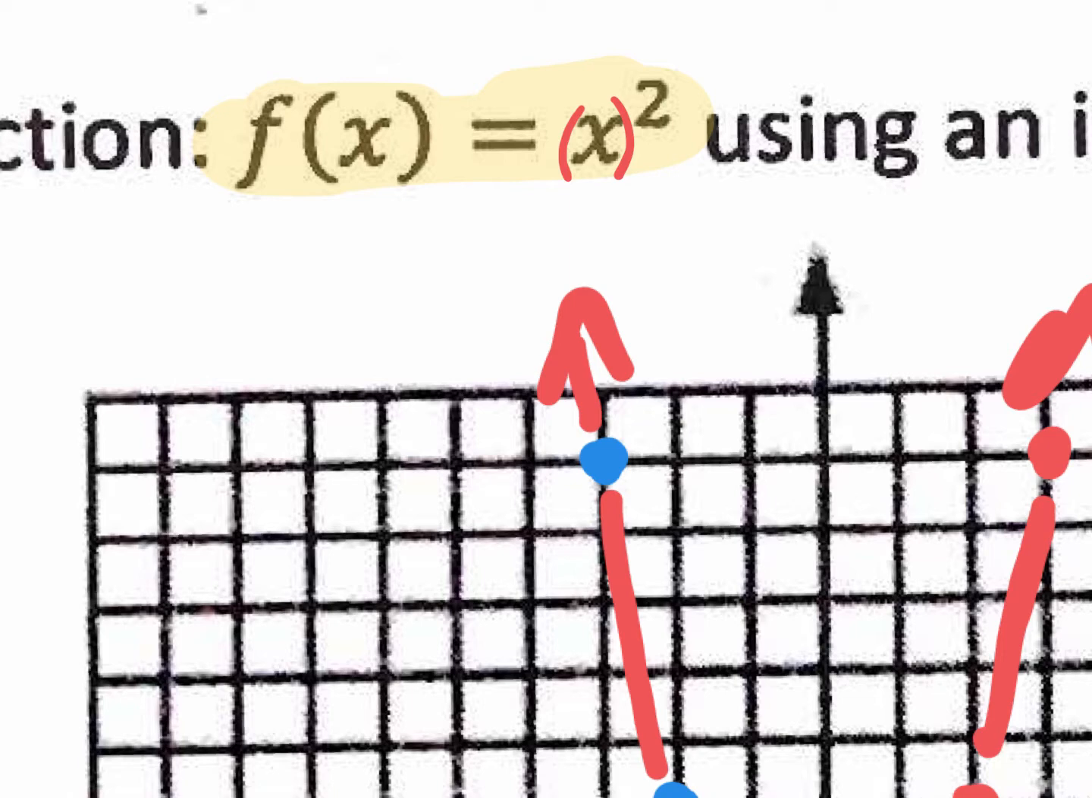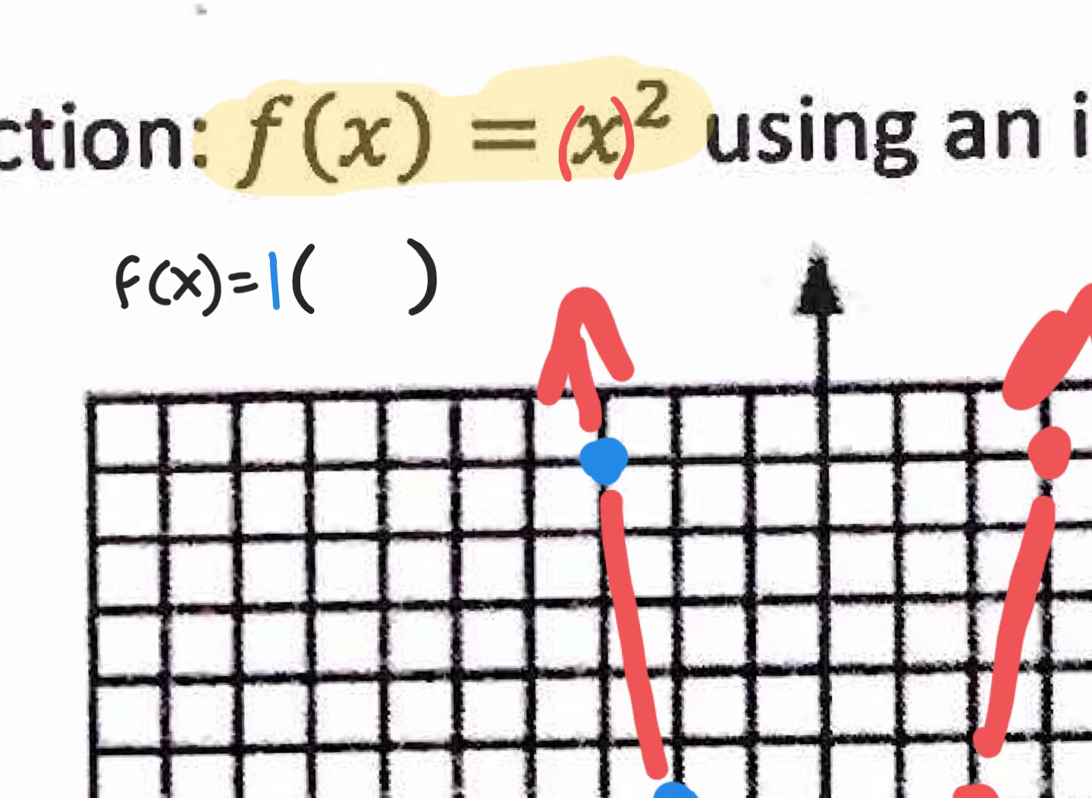And if you wanted to, you could rewrite this thing saying f of x equals, well, the a value is the number that's out in the front. And if there is no number out in the front, that would be a 1. And of course, we have the parentheses.